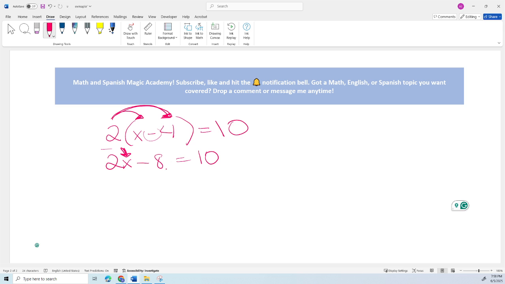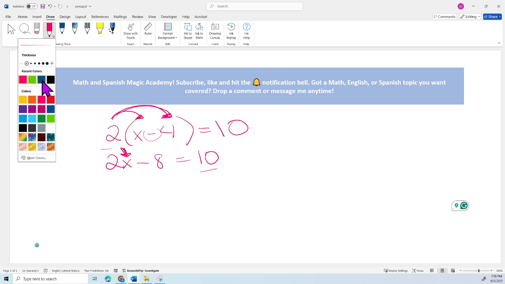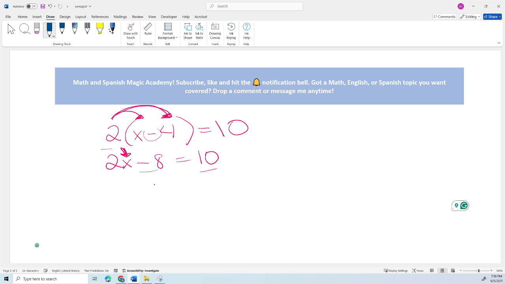So we have to move the rest of the terms to the right side of the equation where the 10 is. Let's take a look at negative 8. It's subtracting, right? It says a negative, so the opposite of subtraction is addition. So I'm going to do plus 8 on both sides. And what do I have left on the left side of the equation? I have 2x equals, and then 10 plus 8 is 18.